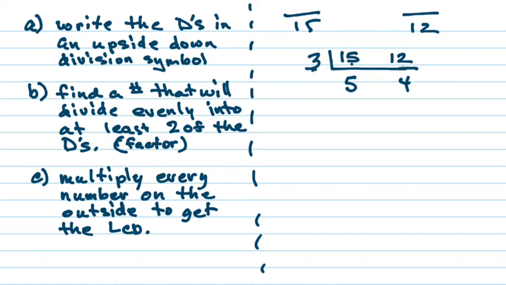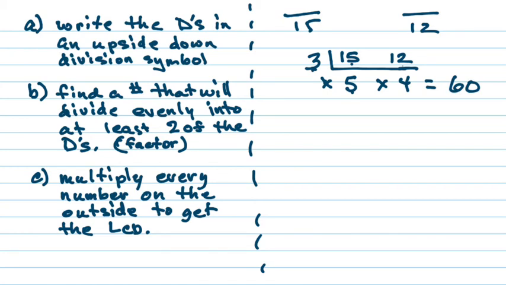So anything that's on the outside, and when I say outside, I mean outside that division symbol, anything that's on the outside will multiply together. So if you look at this case, the things on the outside are the 3, the 5, and the 4. So I'm going to multiply those together. 3 times 5 is 15, and 15 times 4 makes 60.